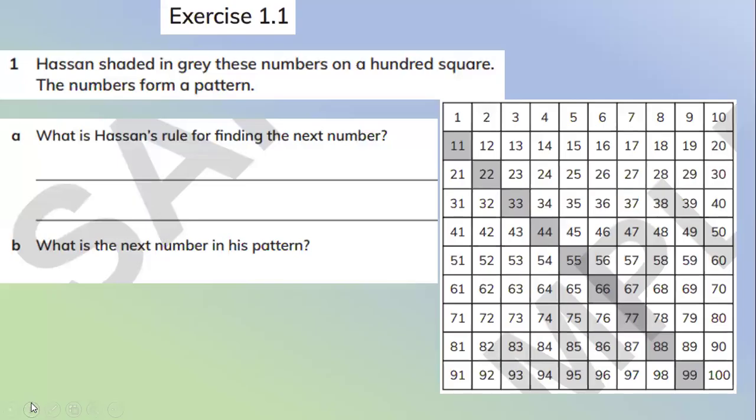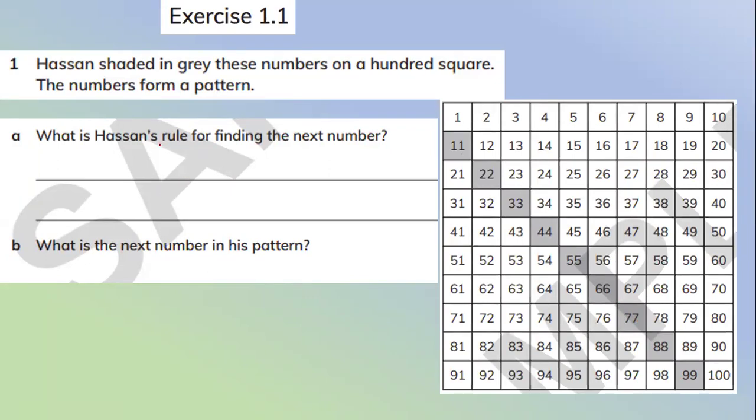Okay, this is exercise 1.1. Number 1, Hassan shaded in gray these numbers on a 100 square. The numbers form a pattern. Part A, what is Hassan's rule for finding the next number? So his sequence, the gray ones, is 11, 22, 33, 44, 55, 66, 77, 88, 99.